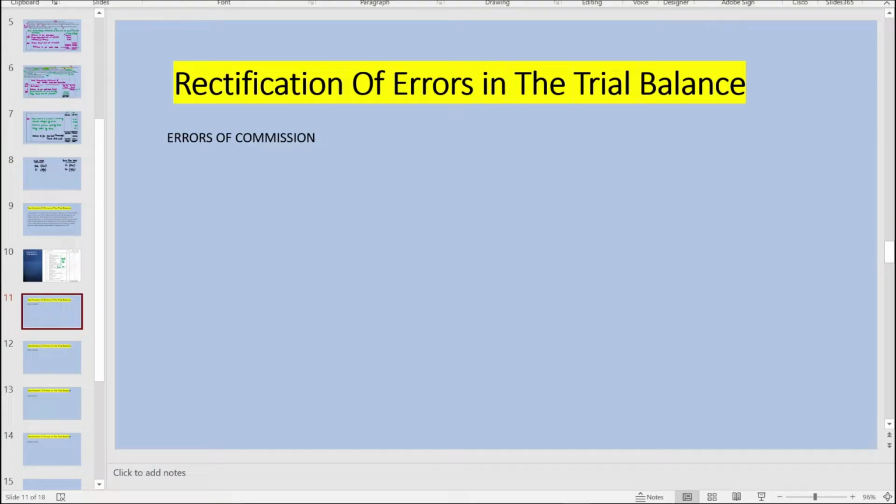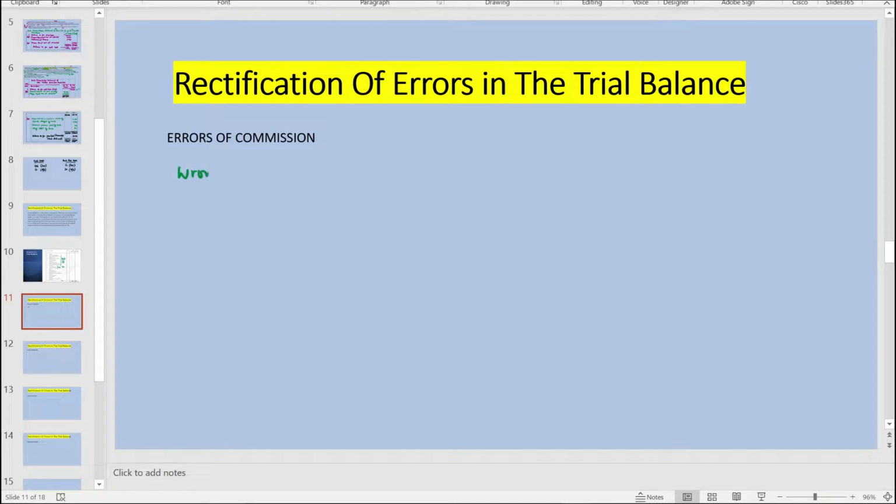Now here, there are four major types of errors which are committed while preparing a trial balance. They are errors of commission, errors of omission, errors of principle, and compensating errors. I'll be telling you about these errors, and then in my next class, as I mentioned, I will be taking up the practical problems. Now, what is an error of commission? An error of commission is committed when there are wrong postings of transactions.